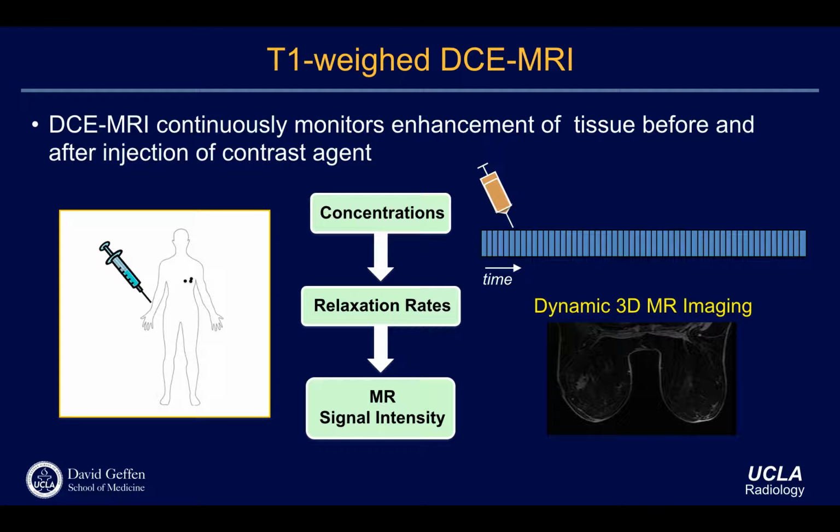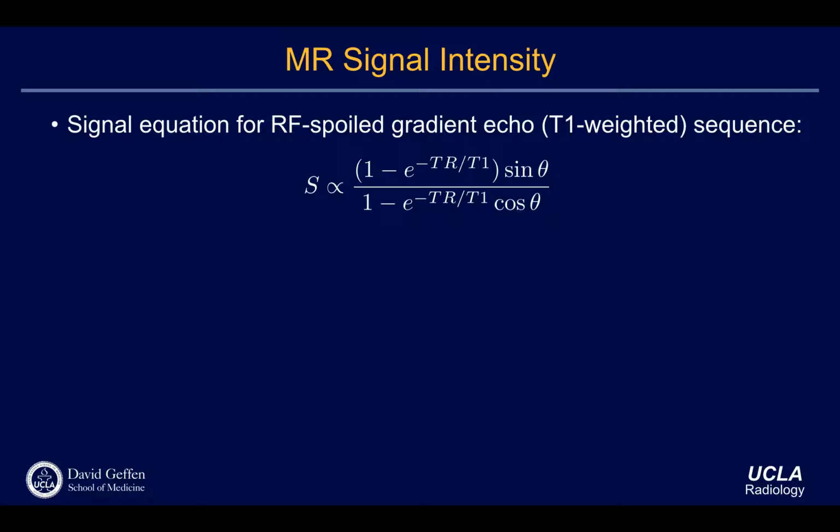And this is kind of the movie. During this time, you're injecting contrast agent, and you can see the signal intensity changes over time, okay? And this is a breast tumor. Okay, any questions?